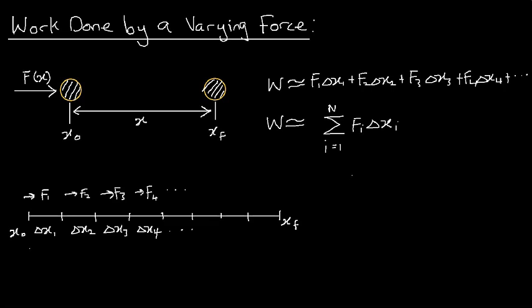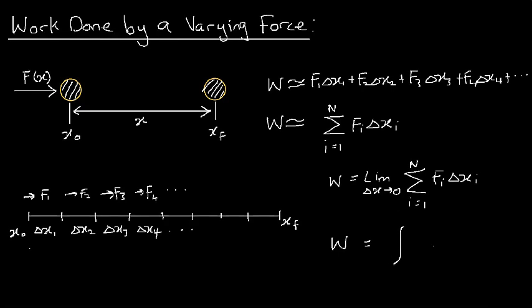Remember that we made our intervals small enough that the force is approximately the same over each interval. This means that the smaller our interval, the more accurate our result gets. If we take the limit of our sum as our interval dx approaches 0, we get the most accurate result possible, which is the actual value of our work done. And this is equal to the integral of our force F over our displacement x from x0 to xf, where x0 is our initial displacement and xf is our final displacement.